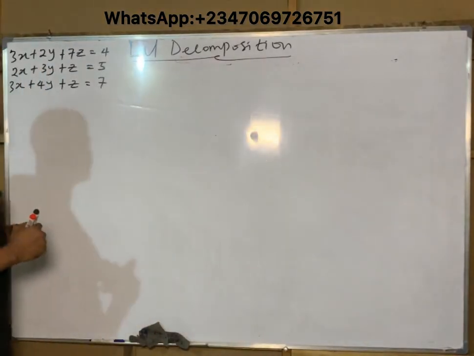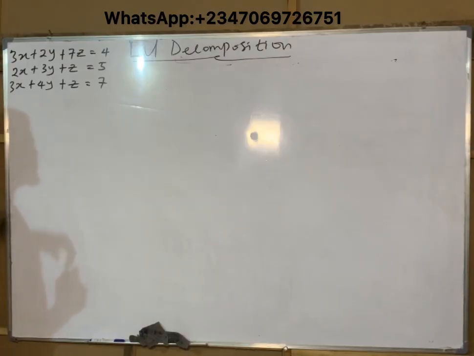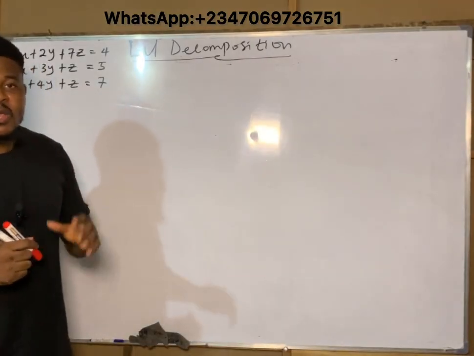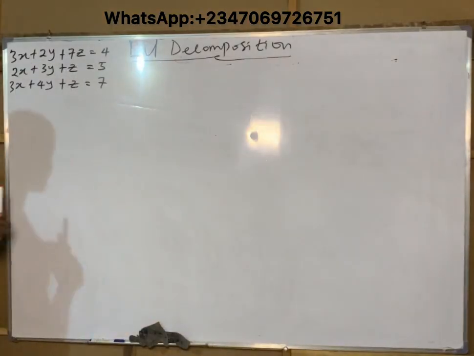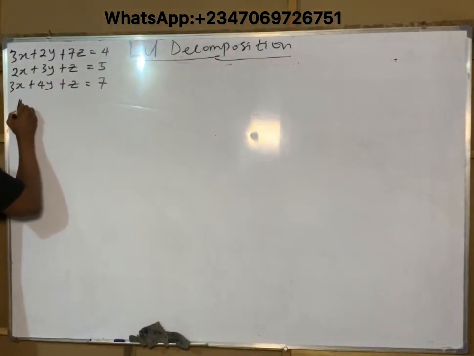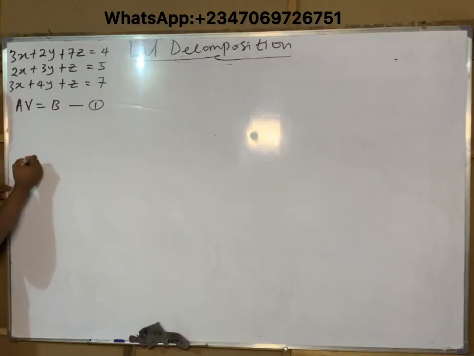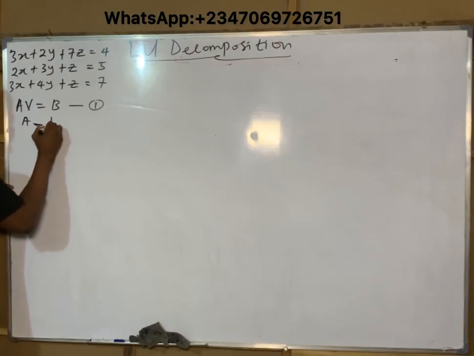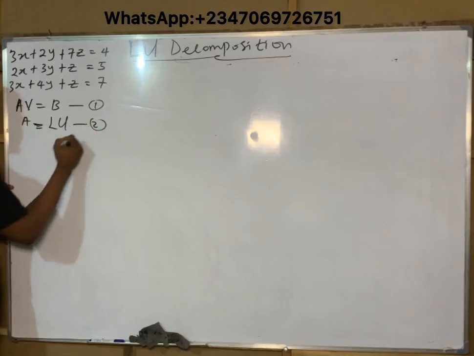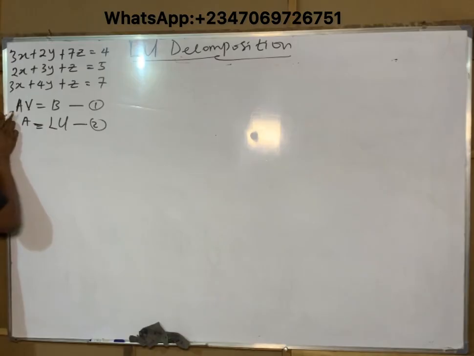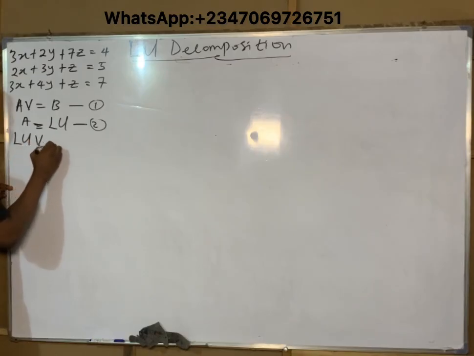The question says we should find the values of x, y, and z given these systems of equations. In the first video I said that to solve using the LU decomposition method, we need 5 equations. The first equation is labeled AV is equal to B. That's our equation 1. Now we simply decompose A into a lower and upper matrix. That's our equation 2. Once we decompose A into a lower and upper matrix, we replace that into equation 1. In place of A, we now have the lower matrix multiplied by the upper matrix multiplied by the variable matrix V, and that's equal to B.